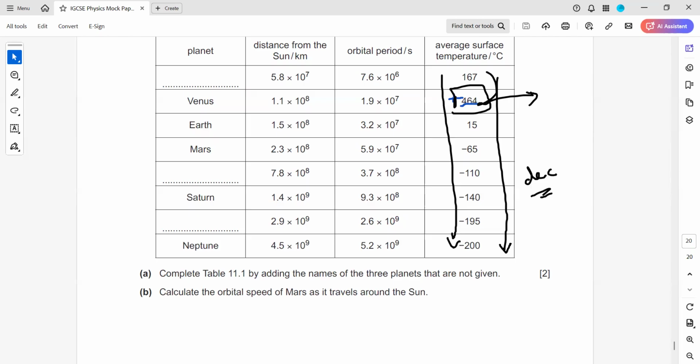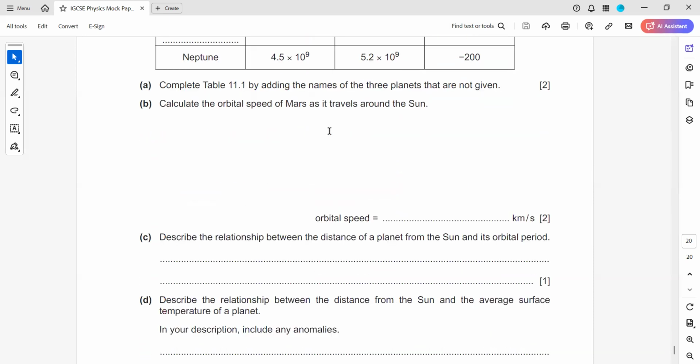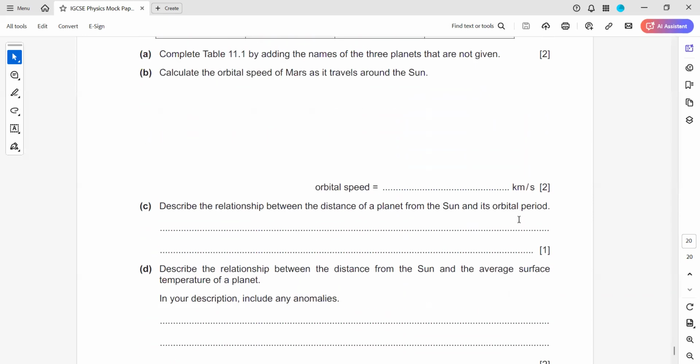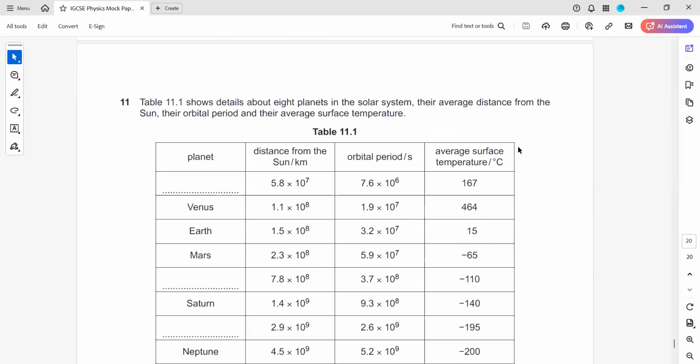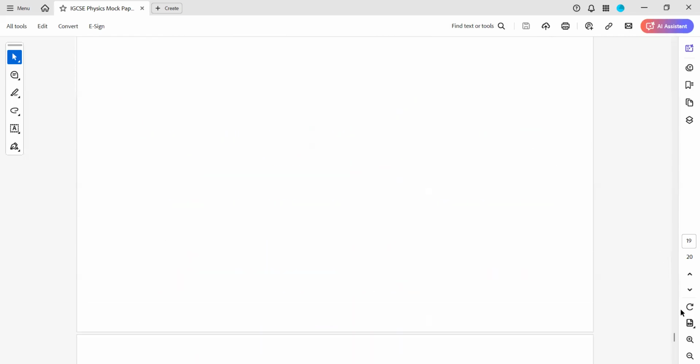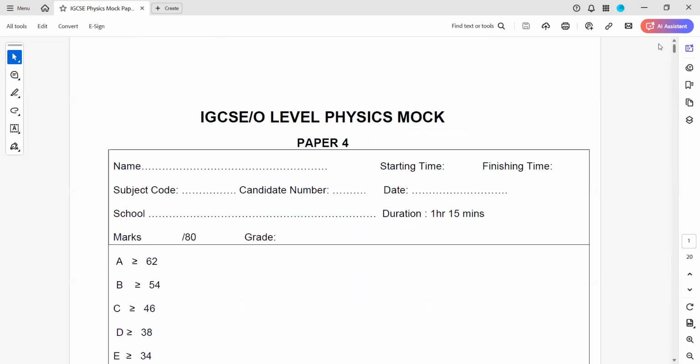Yes, if you don't include it, you will lose the mark here. So it's worth 2 marks. One is for the trend, that it is getting cooler, and one is for including the anomaly. If you include that, you will score that mark. So this was mock set one.